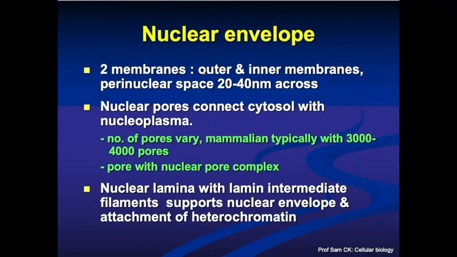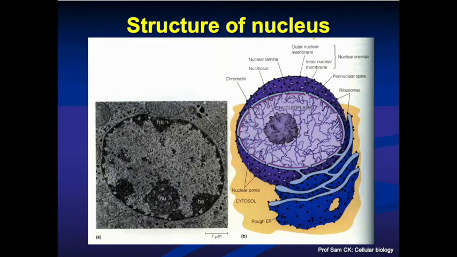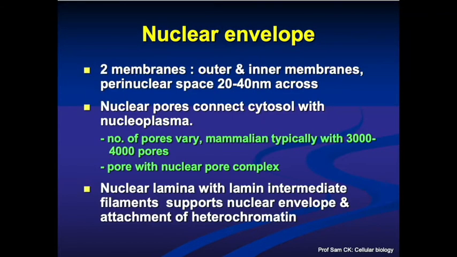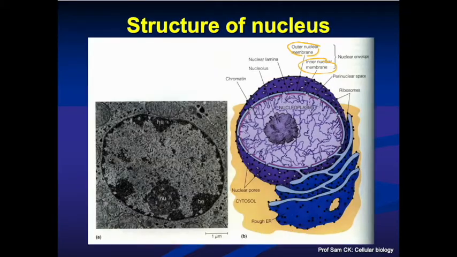Now, as I mentioned before, the nuclear envelope has two membranes, the outer and also the inner membranes. Over here, you can see the outer and the inner nuclear membrane, and the perinuclear space, about 20 to 40 nanometers across. This is the perinuclear space over here.